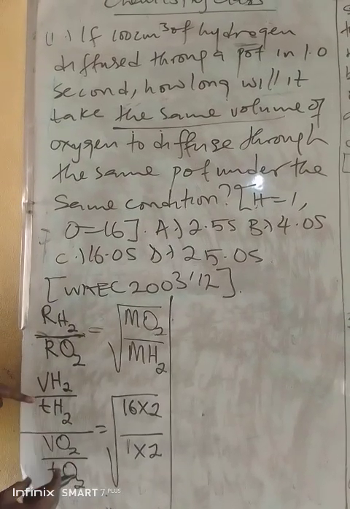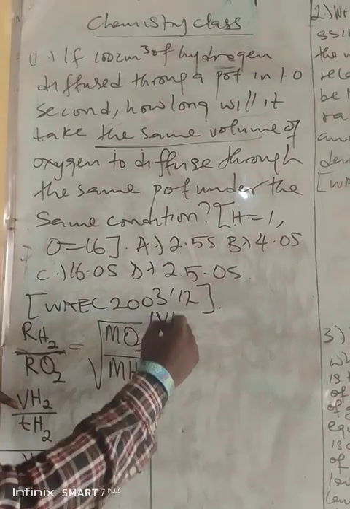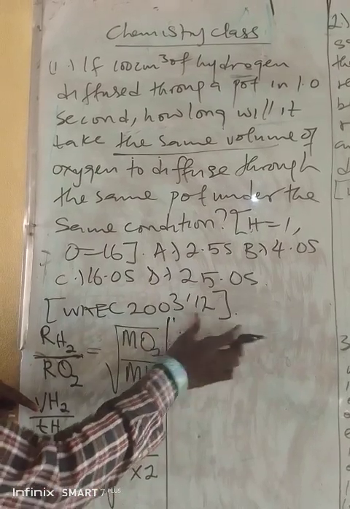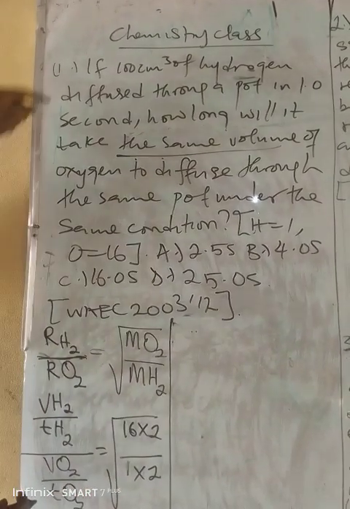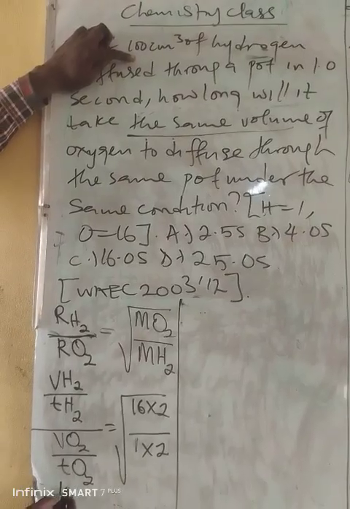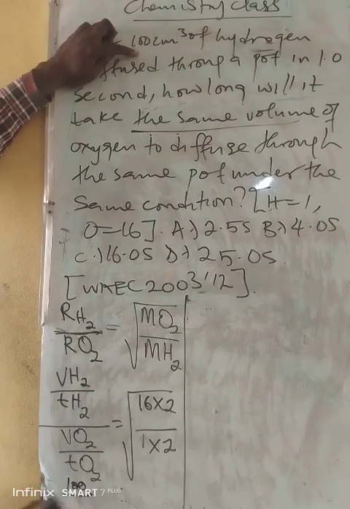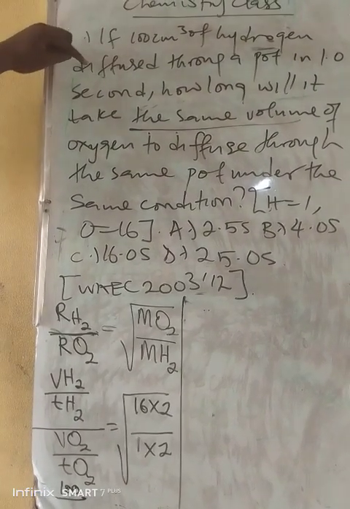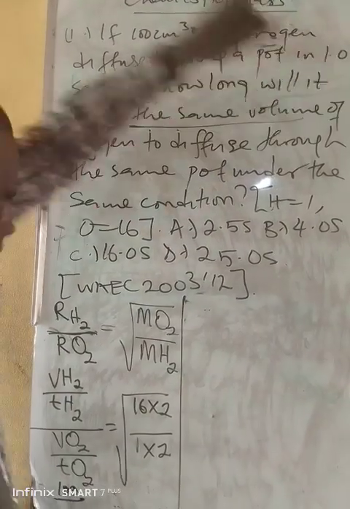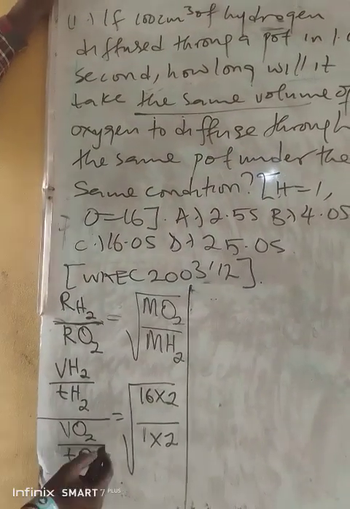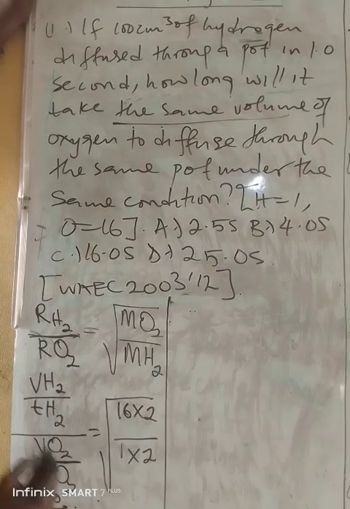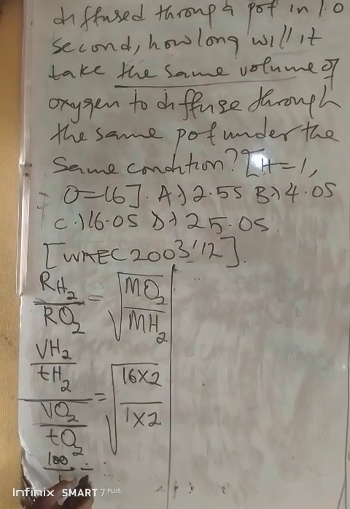Now come back here. You can rewrite this as VH2 over TH2. The volume of hydrogen is 100. What is the time to diffuse? 1 second. It diffused in 1 second. Now this line we change to divided by this line.